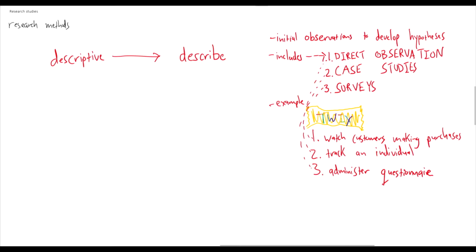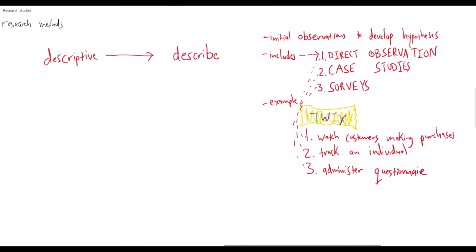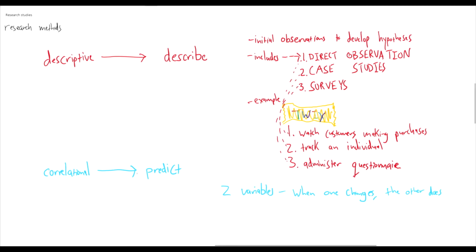Now, we can't test hypotheses with descriptive methods. Descriptive methods only describe, and so we need to use other methods to actually start to make some conclusions about different phenomena. So correlational research studies are the next method that we'll discuss, and these are used to predict outcomes. And this is when you measure two or more variables and you look at how those variables change. So when two variables have a correlational relationship, we say that when one changes, the other also changes. So this is a correlation. There are two types of correlations that we'll learn about.